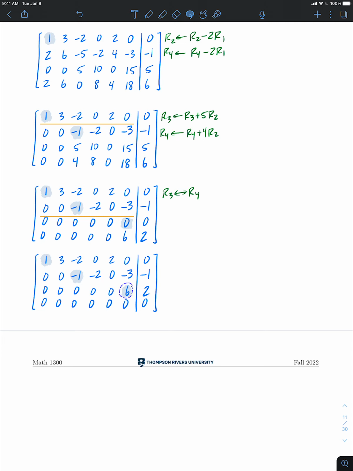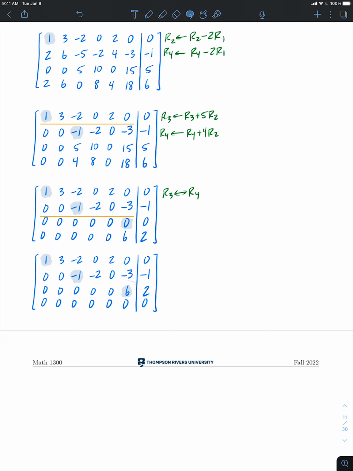In particular, you start with looking at the entry that's in the pivot position. So here we're going to look at the 6. And just to emphasize, you're going to do something to each of the pivot rows, but you're going to start at the bottom. So we're going to start with this one, then we're going to go up to this one, and then we're going to go up to this one, and then we'll be done.